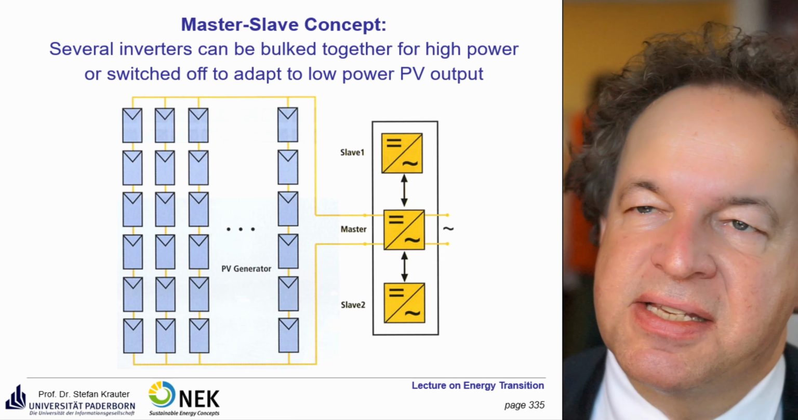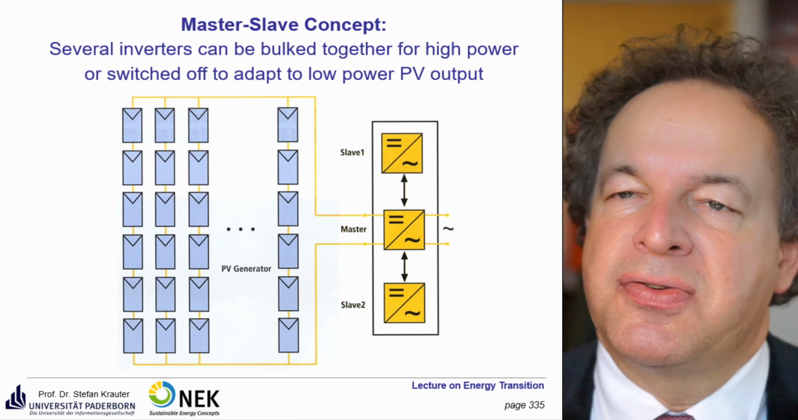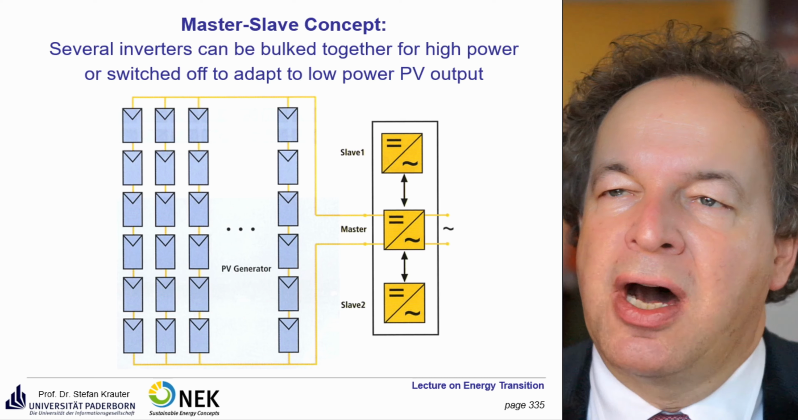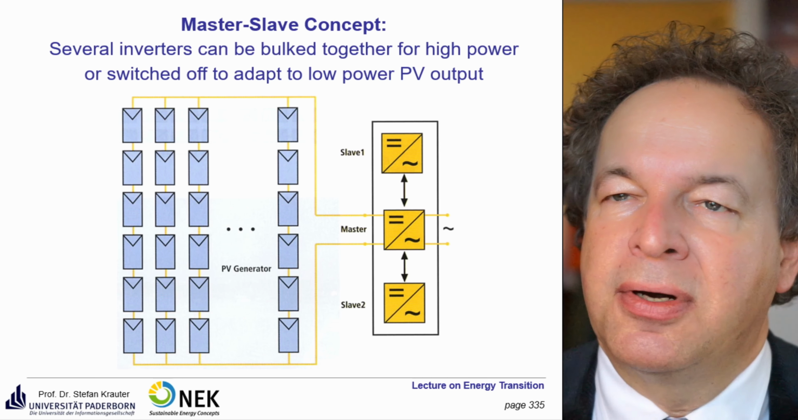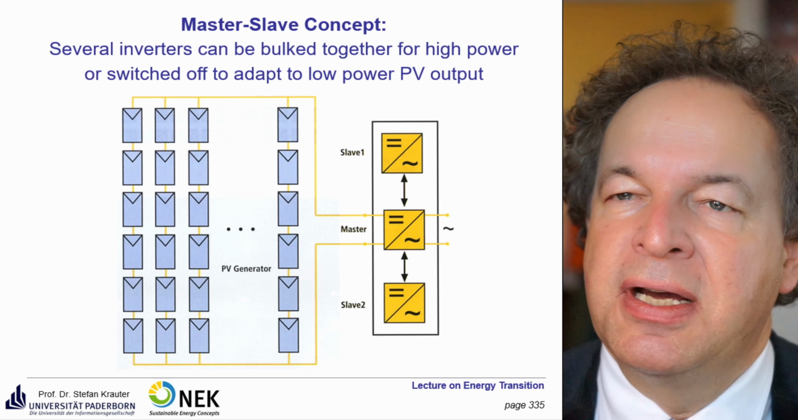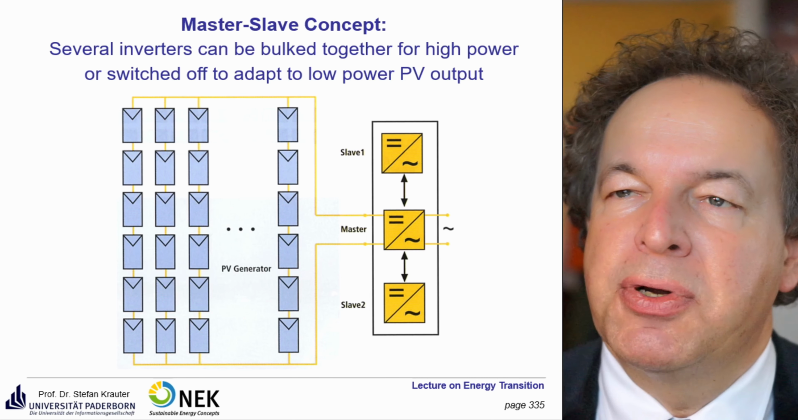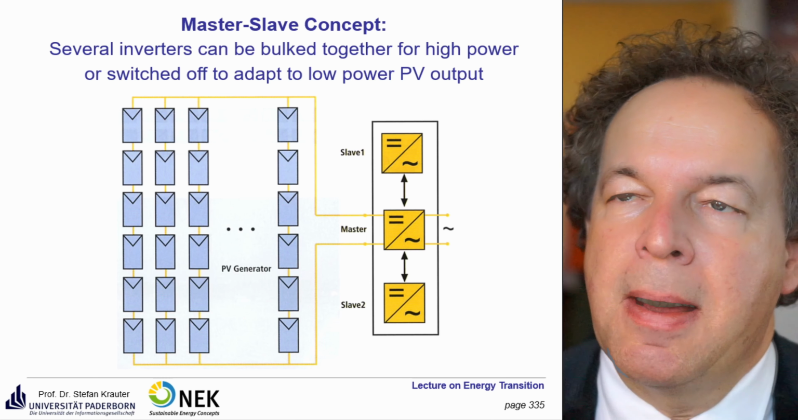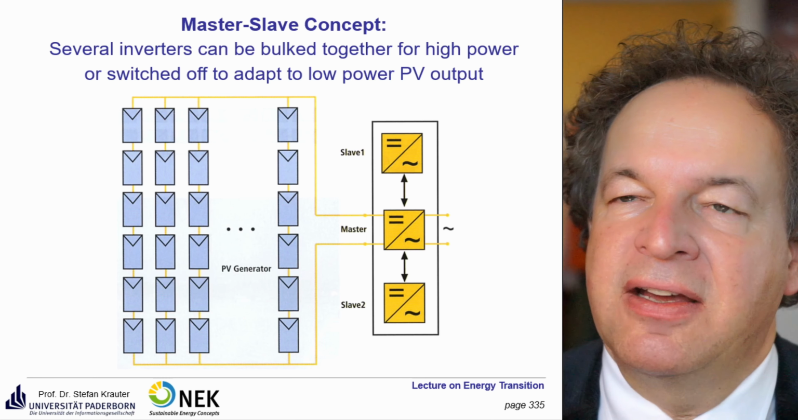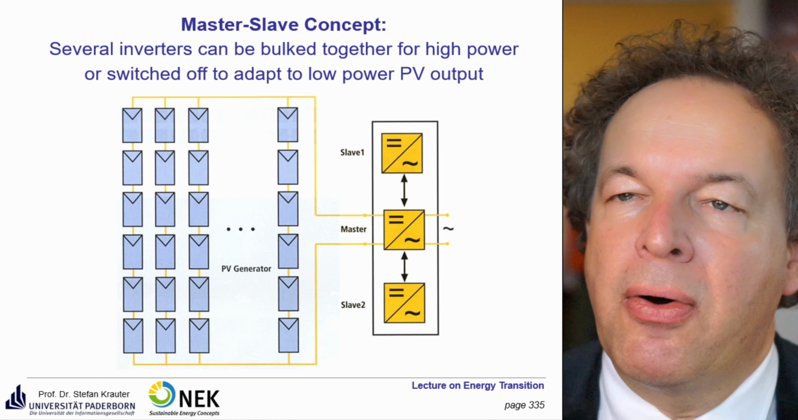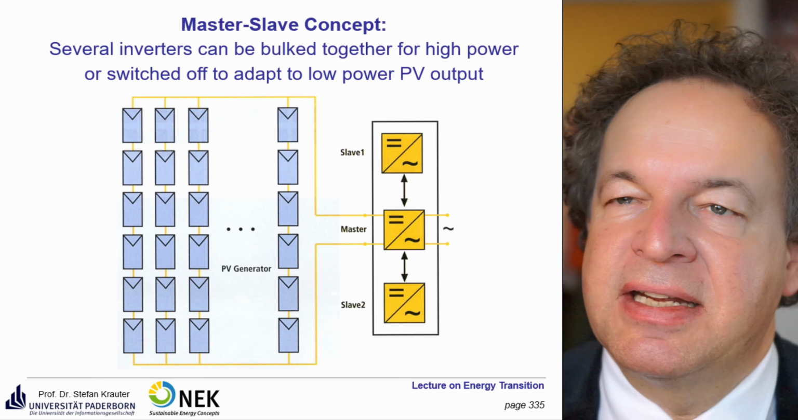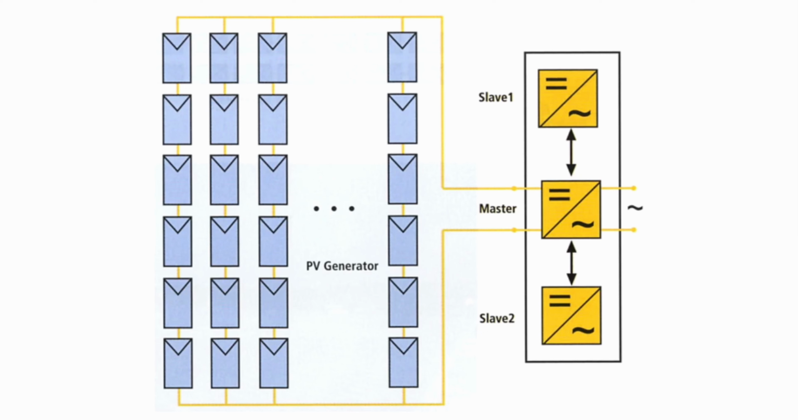The master-slave concept is also quite interesting, because during winter you hardly reach the nominal power, only a small part of it, and then it might be preferable to use a smaller inverter which operates close to its maximum power output and with a high efficiency. If you need more power, you would call a slave, and then you bulk the power of the different inverters until you reach the actual power output of the PV generator.